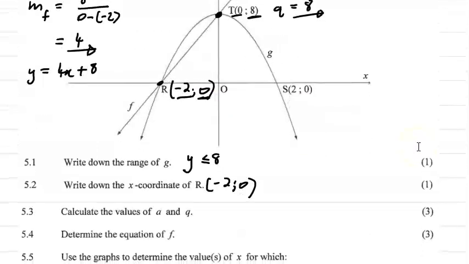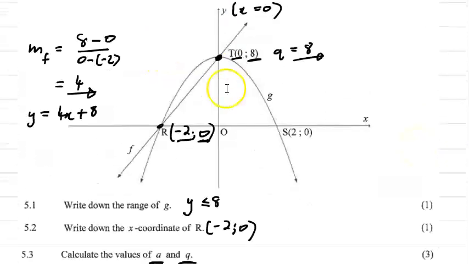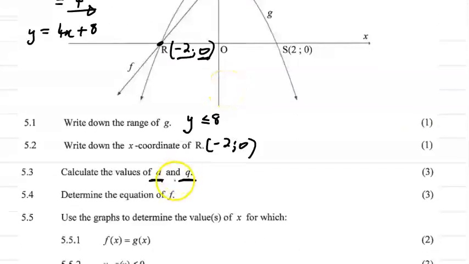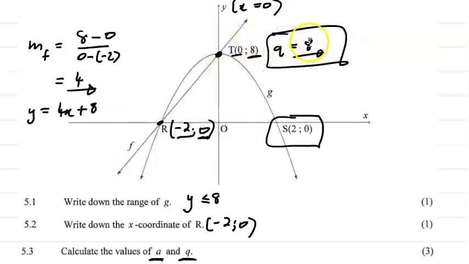All right. Now it says calculate the values of a and of q. So basically what they're saying is find the equation of the parabola here, which is the intent and purpose of today's video. So if you look at that now, we just need to find a point. So you've got a point here, you've got S and you've got R. And you also got the y-intercept here, which is q equals 8. So you've got the q value as well.